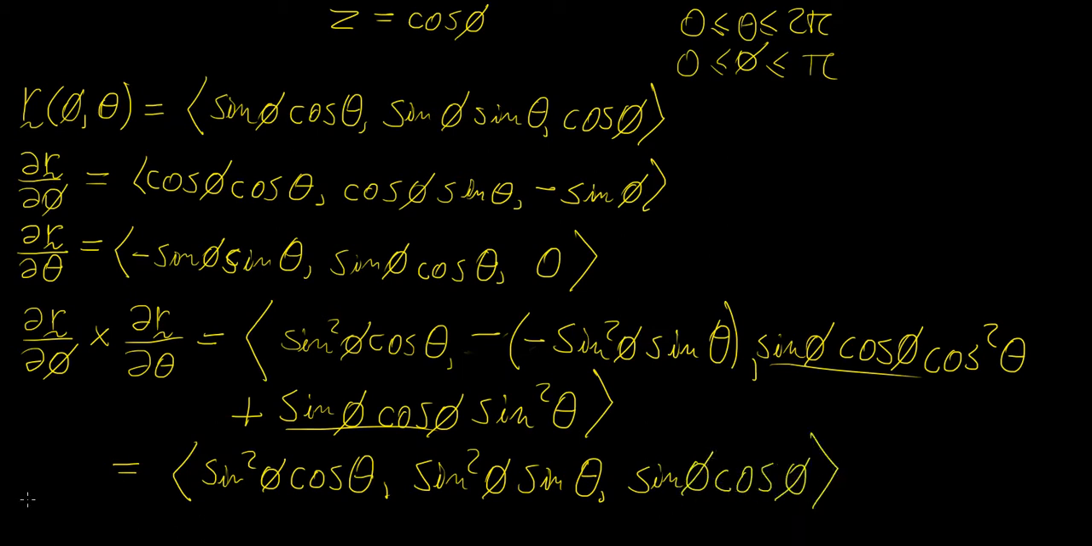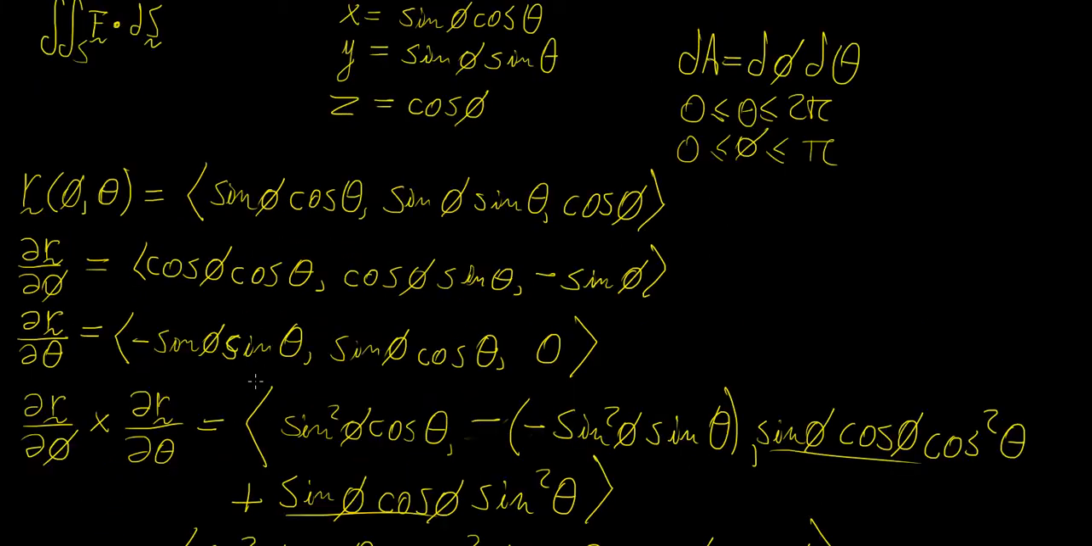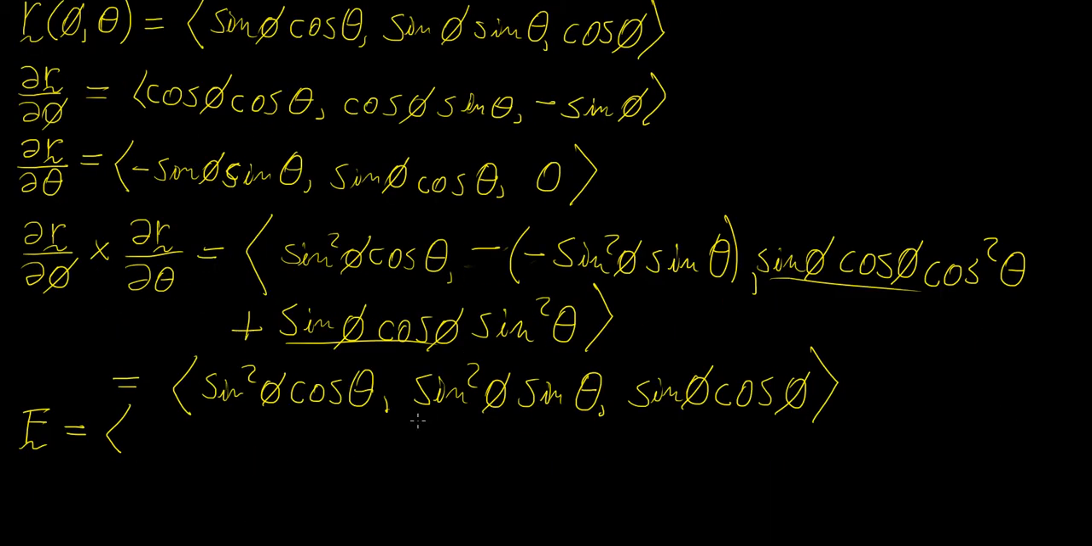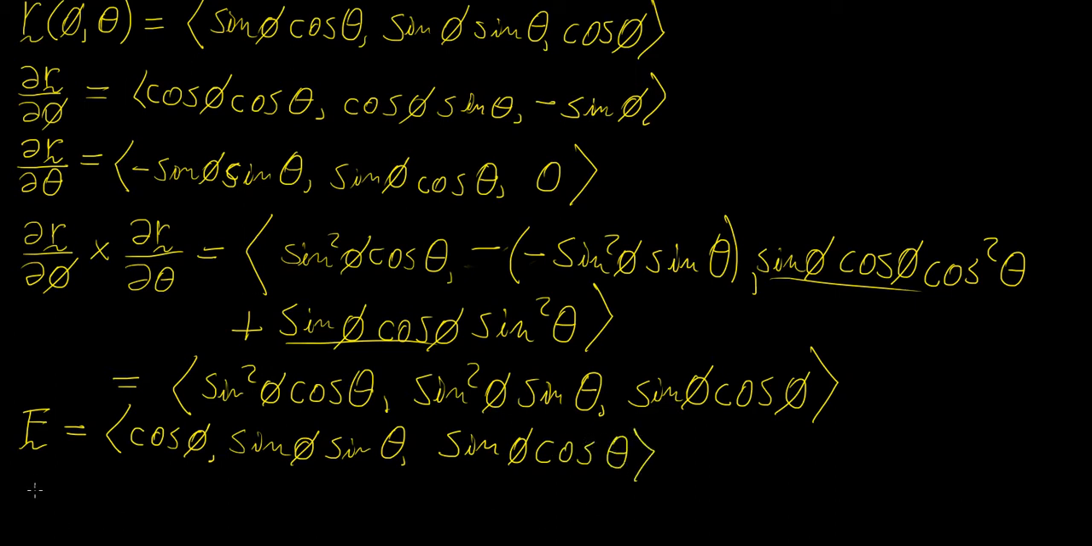Now the next step is of course to represent the vector field in terms of these coordinates as well. So we're going to have to replace this by those things. So we have z here, so that's cosine phi. Then the second one is going to be sine phi sine theta. And finally sine phi cosine theta. Now we're going to take the dot product of this with respect to that cross product.